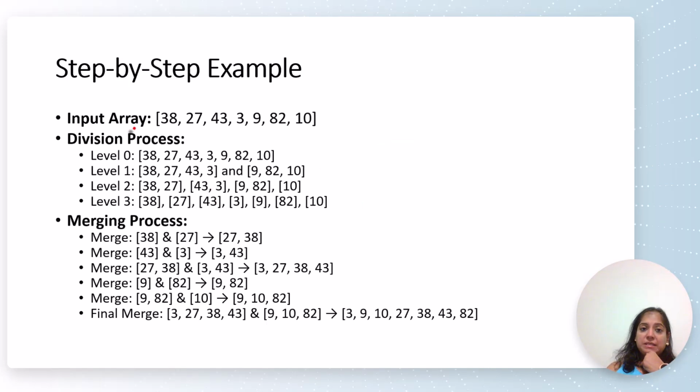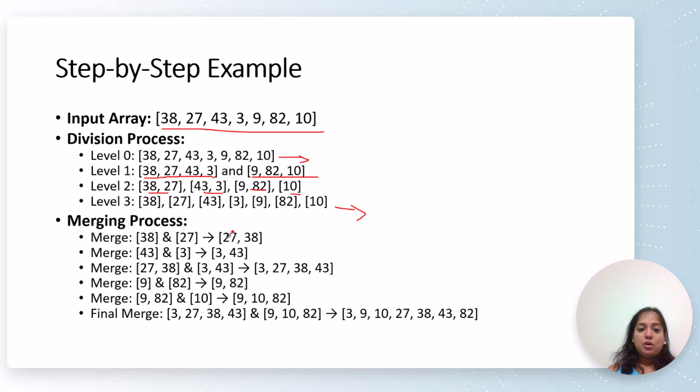Again, if we take a step-by-step example of this one, let's say my array is this one. First step, this is level 0. At the first step, we have the complete array. In the second step, we will divide the array into two halves. The first half will consist of 4 elements and the second half will consist of 3 elements. Then again we will split it. At the second level, 38, 27 will be one sublist, then 43, 3, and 9, 82 and 10. Then again we will split it, because we need to split until each sublist consists of 1 element.